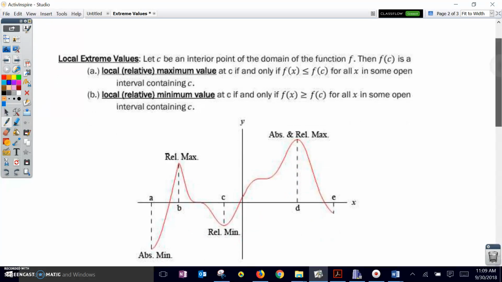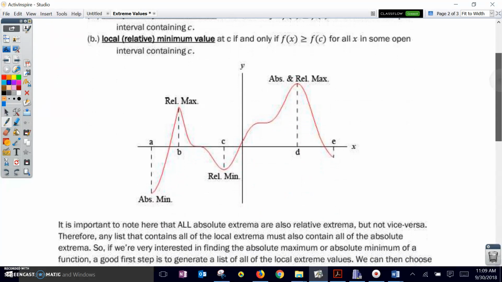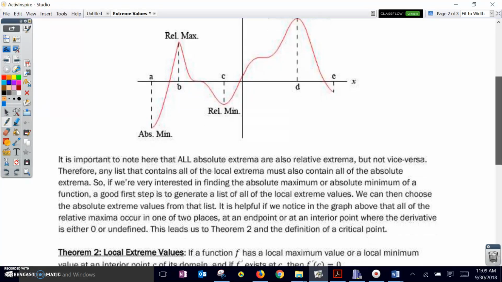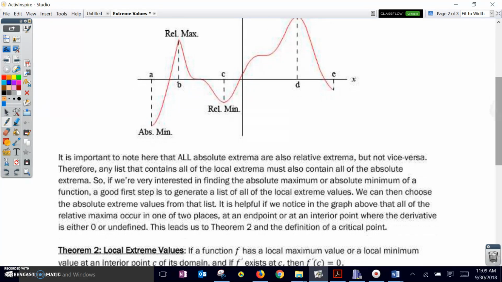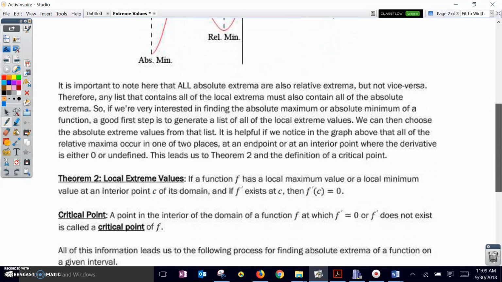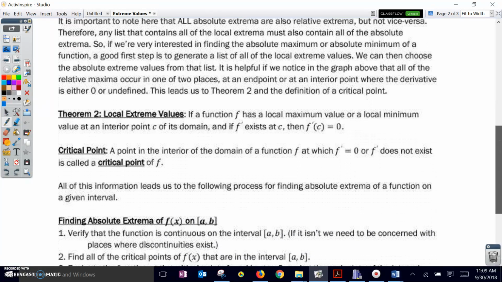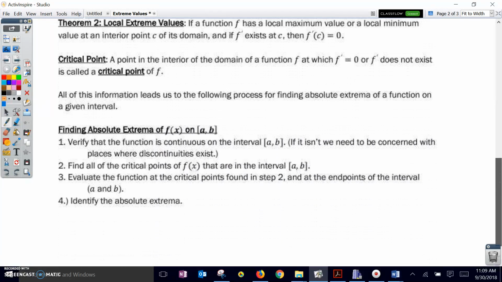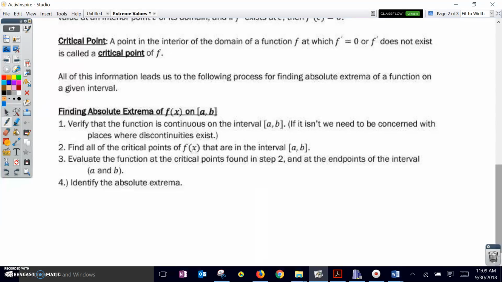Example 3, the idea of local maximum values and local minimum values. Absolute maxima also have to be relative maxima, but not the other way around. If we want to find the absolute extrema, we're going to go through a few steps in this process. First, we want to verify that the function is continuous on the interval from a to b.